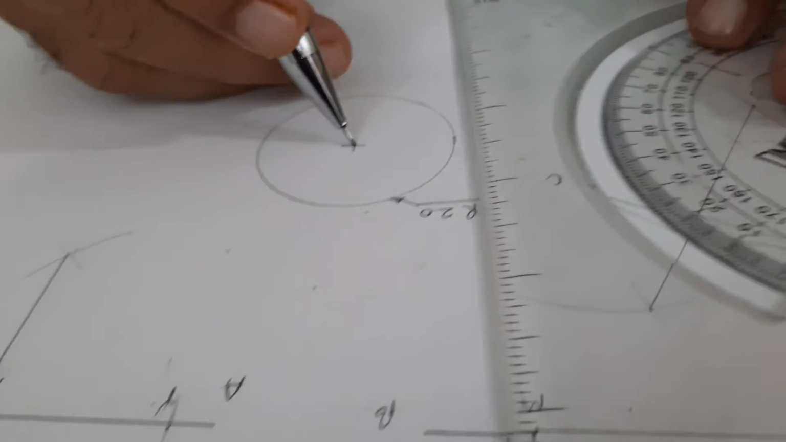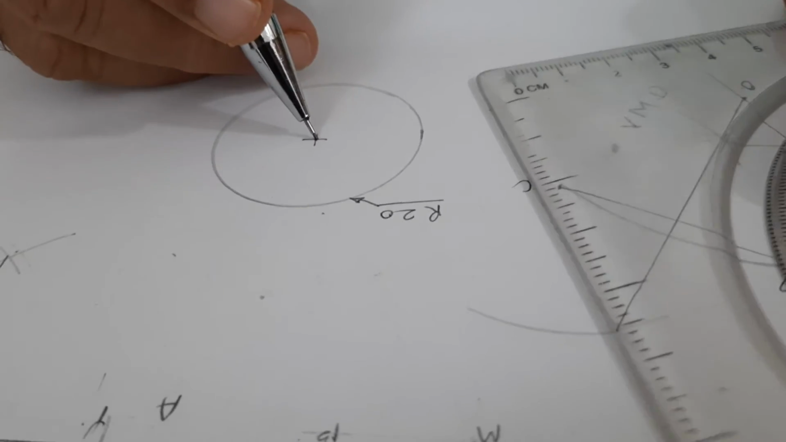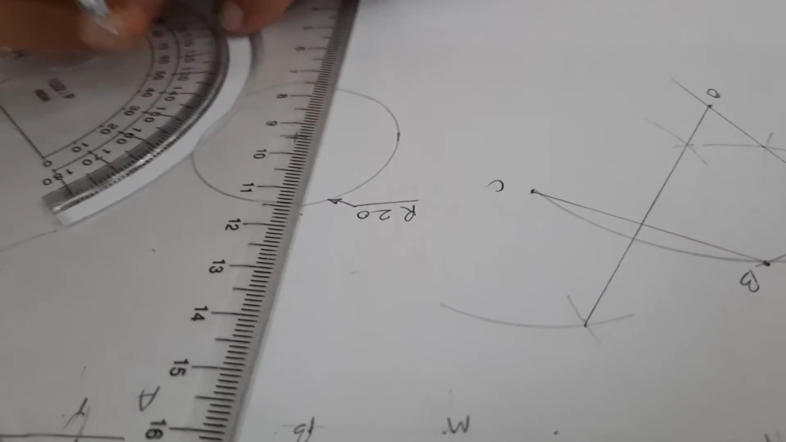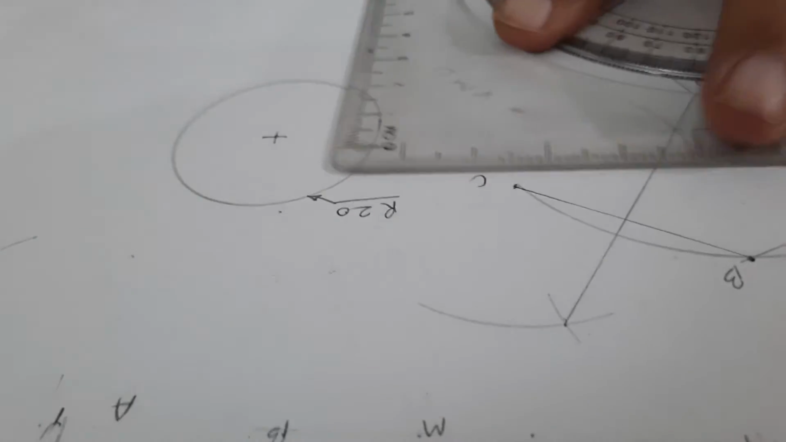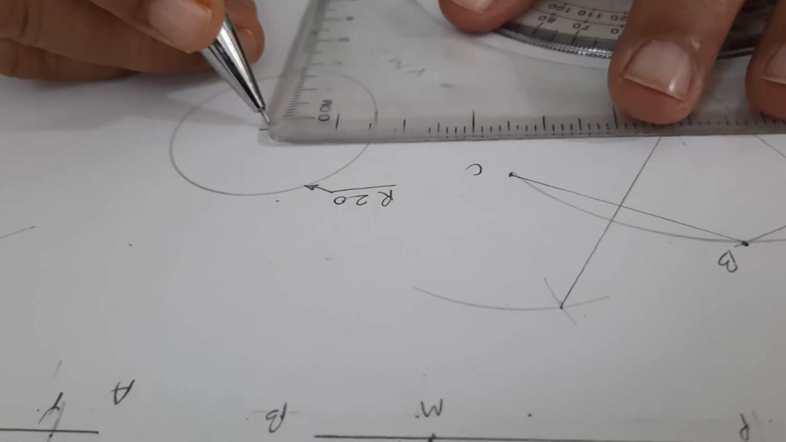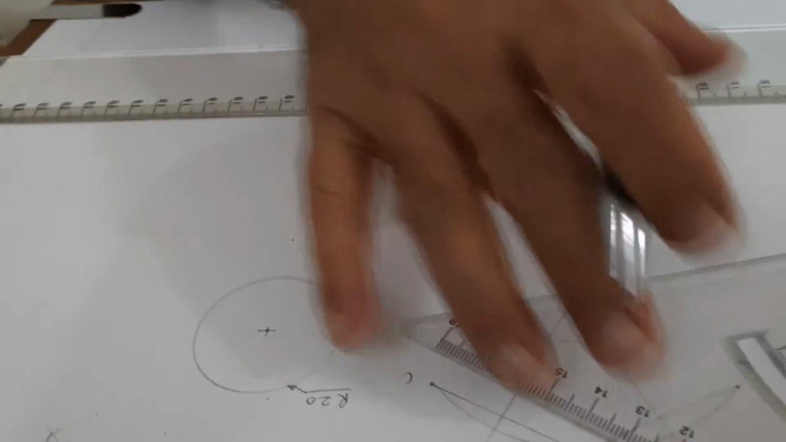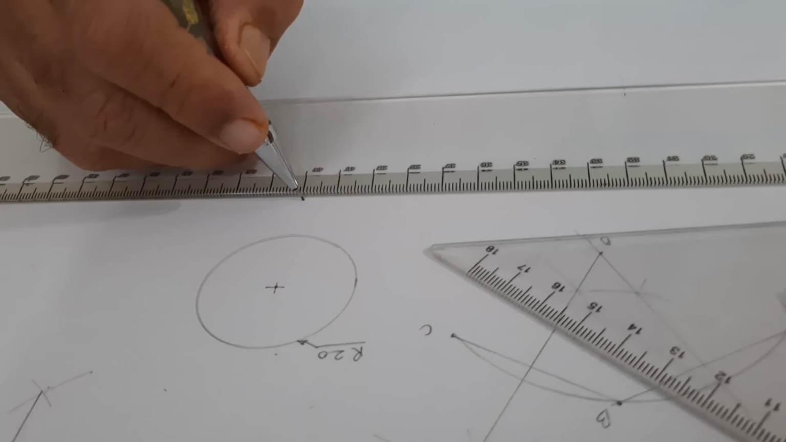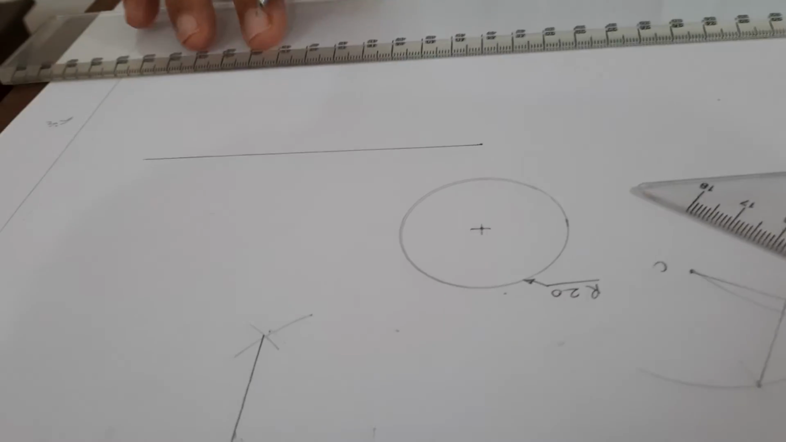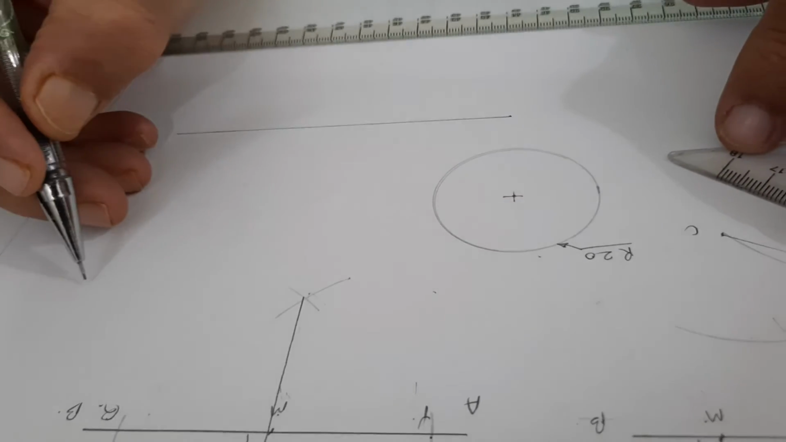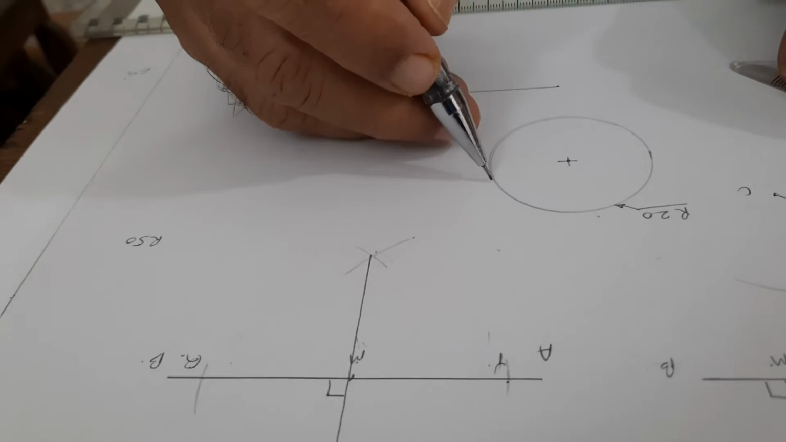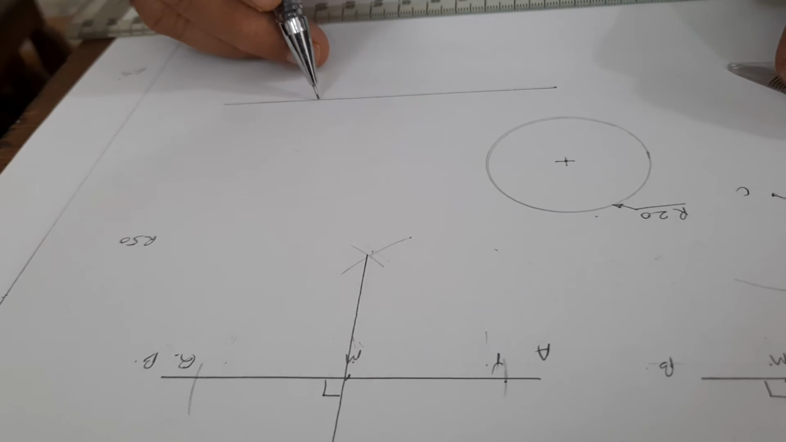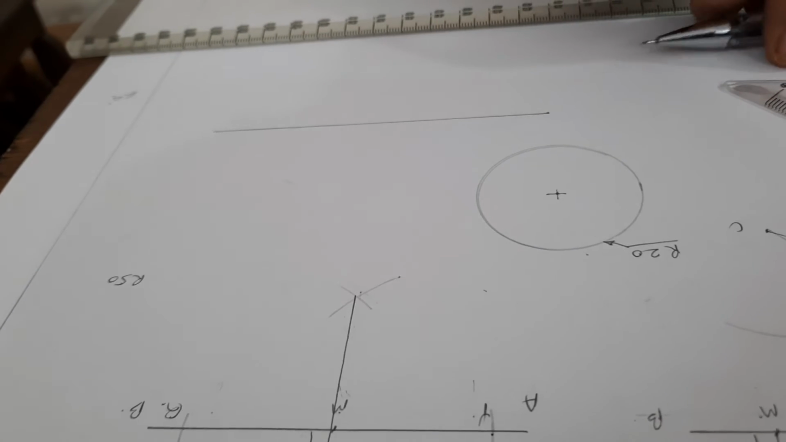Measure from the center about 35 mm and draw a line. Now draw an arc of radius 50, R50, such that it is tangent to this circle and also tangent to this line.